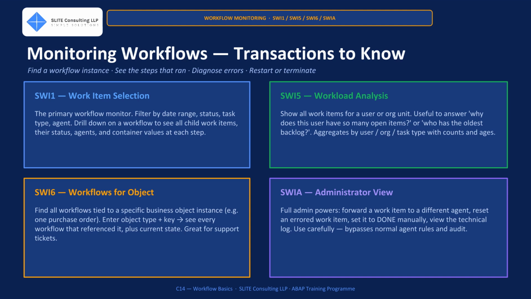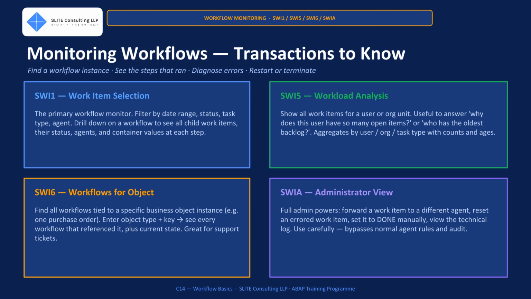SWI5 is workload analysis. Answer questions like, why does this user have so many open items, or who has the oldest backlog, aggregated by user, org unit, or task type. SWI6 is workflows for object.